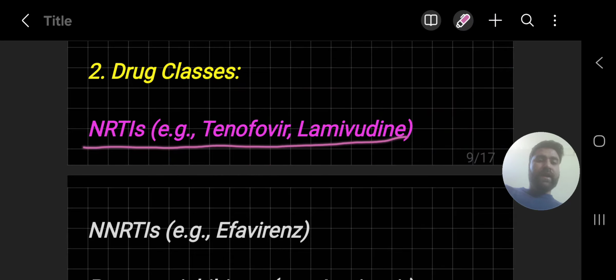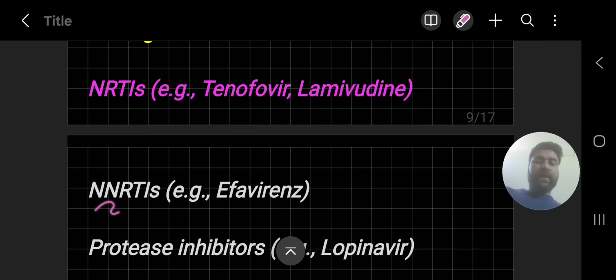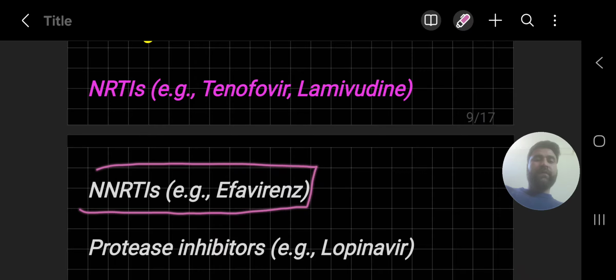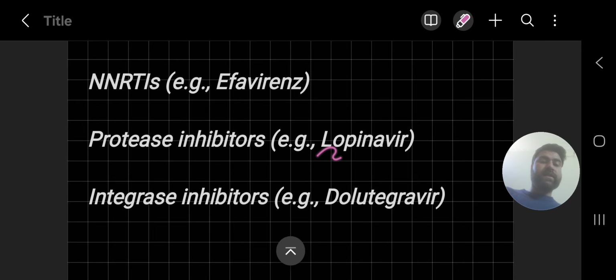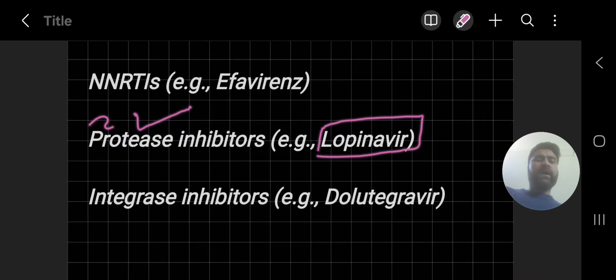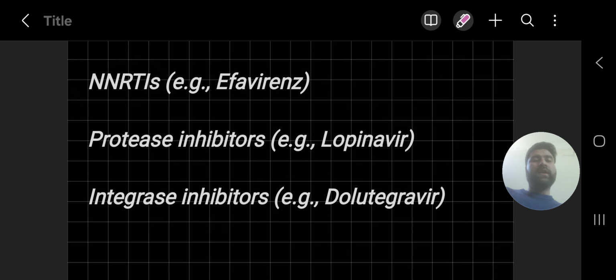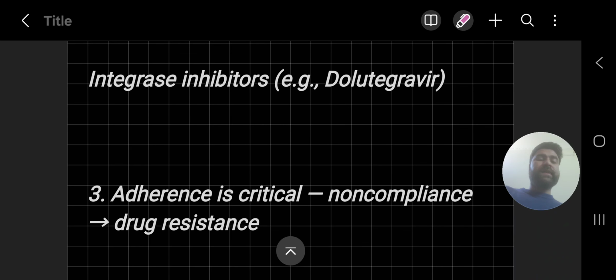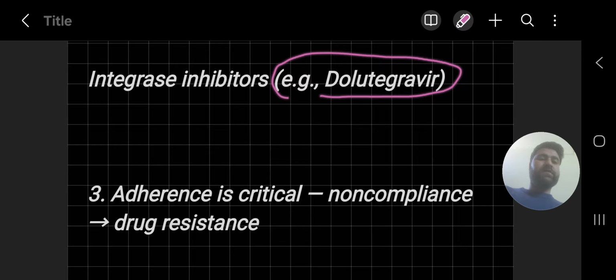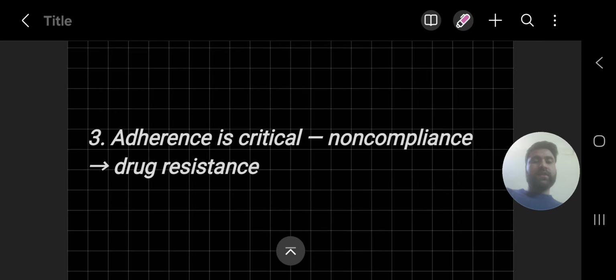So these are NRTIs. Then NNRTIs. NNRTIs include efavirenz and nevirapine. NNRTIs means non-nucleoside reverse transcriptase inhibitors. Then we have protease inhibitors, for example lopinavir. Protease inhibitors are used in combination with 2 NRTIs, and NNRTIs are also used in combination with NRTIs. Integrase inhibitors, for example dolutegravir, can also be used in combination.